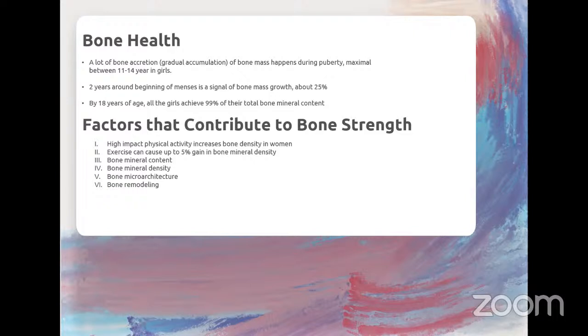Okay, so now what are the factors that contribute to bone strength? First is high impact physical activity. Exercises will increase your bone density. Secondly is exercise. Like I told, exercise can cause up to 5% gain in bone mineral density. So what happens during exercise is that the stress or the force that travels through the bone will actually help to increase the density of the bone. It acts as a stimulation for bone growth. Then bone mineral content, bone mineral density, bone microarchitecture, and bone remodeling. So these are basically factors that contribute to bone strength.